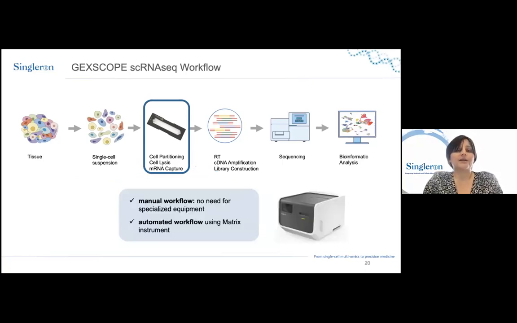The whole operation of the chip can be done without any specialized equipment. So as I mentioned, you only need a 20 microliter pipette to operate this chip. For the customers that require some level of automation, we offer a Matrix instrument which is capable of processing 2 chips simultaneously within approximately 30 minutes.